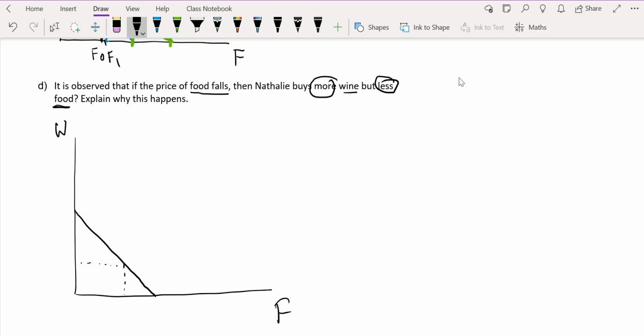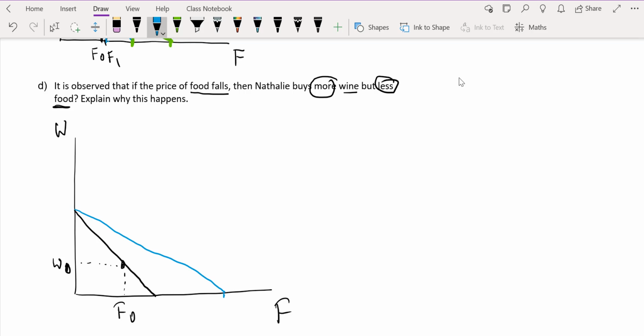Somewhere here she's consuming that much of the optimal bundle of food and wine, W0 and F0, and this is her optimal point. Now if the food price decreases or falls, there will be a new budget constraint with a new point for food consumption when all the income is spent on food.